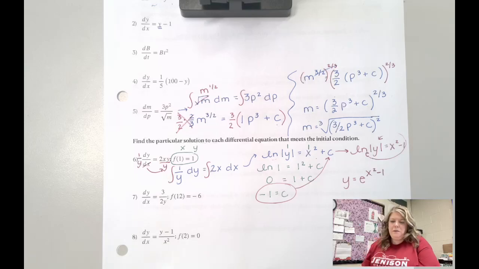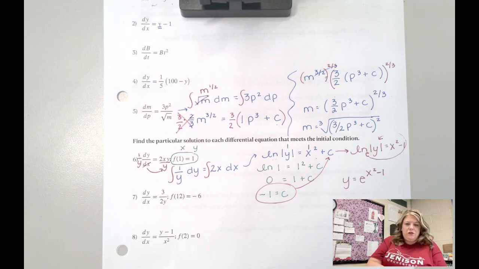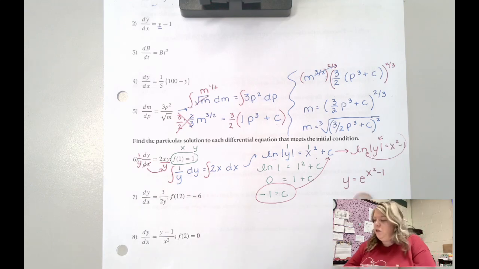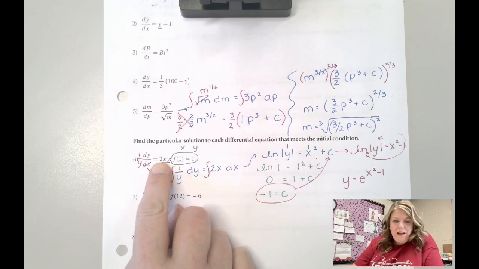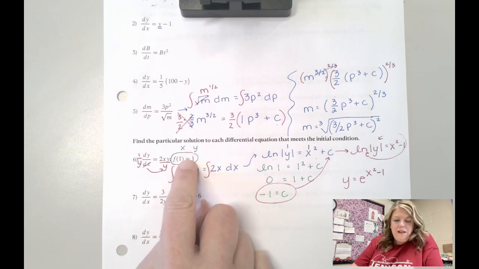And that is my particular solution. Okay? So what does that mean, that that's my particular solution? Well, it means that if I were to graph this equation, I could express the derivative as this thing, 2xy, if I set this initial condition.